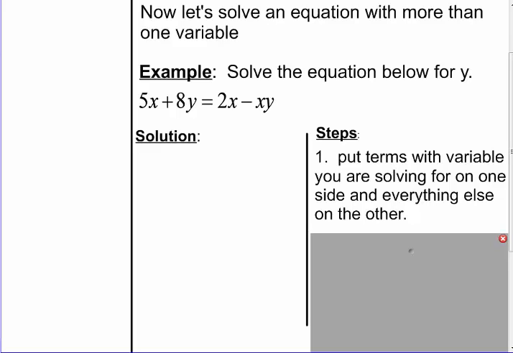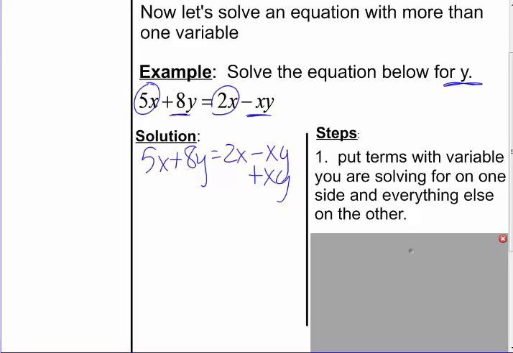So I'm solving for y. This piece has a y and this piece has a y. So those two parts have to be on the same side of the equal sign. Right now they're not. And then these two parts do not have a y. So I have to make sure that those parts are on the other side of the equal sign. So we will start by moving the y over. So I'm going to move this xy, and you always use inverse operation since it's a minus in the equation. You're going to add it to both sides.